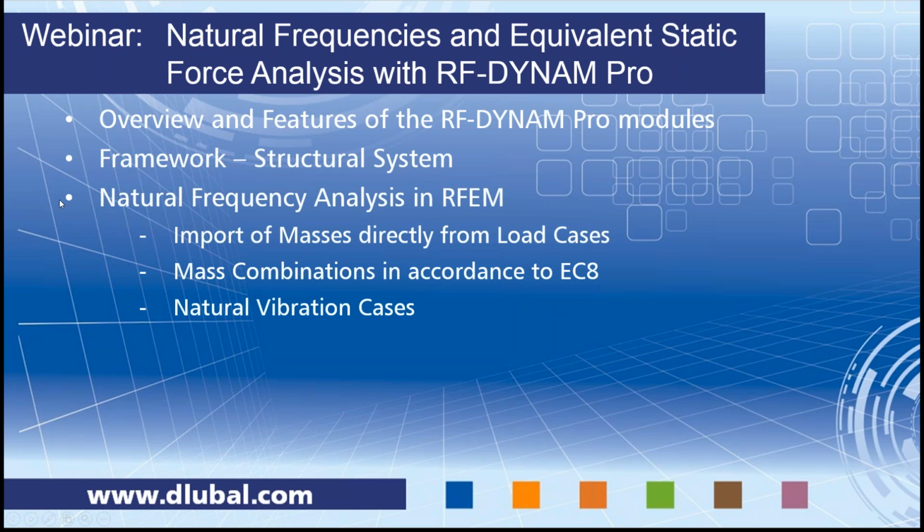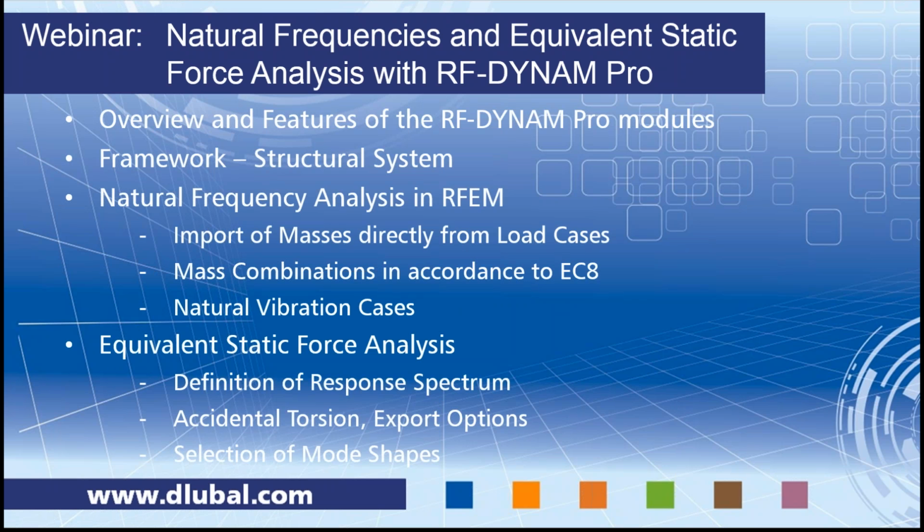We will perform a natural frequency analysis in RF-DYNAM Pro. We will import masses directly from load cases. We will perform mass combinations in accordance to Eurocode 8, and we will define natural vibration cases and explain all the different calculation parameters you can set. We will perform an equivalent static force analysis. We will define response spectra in accordance to Eurocode 8. We will apply accidental torsion. We will use the export options available, and we will use a new feature which is the selection of mode shapes. So we get started.